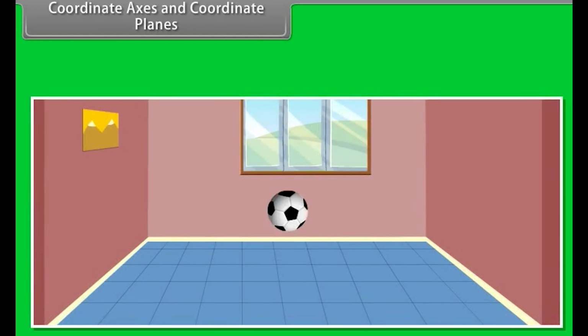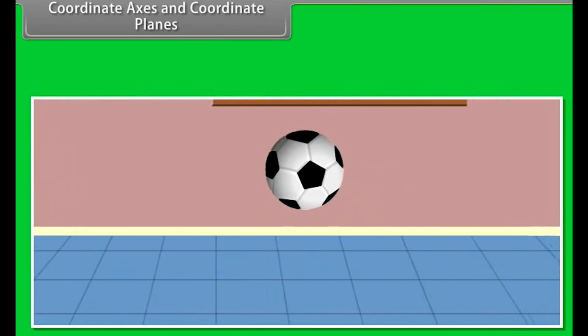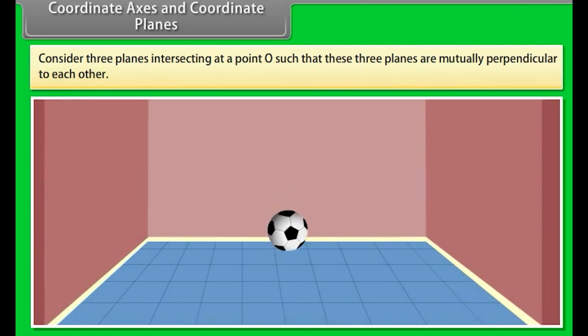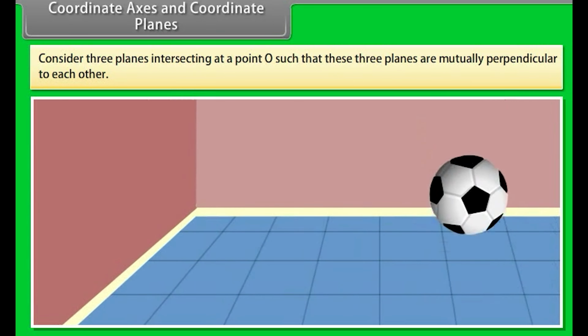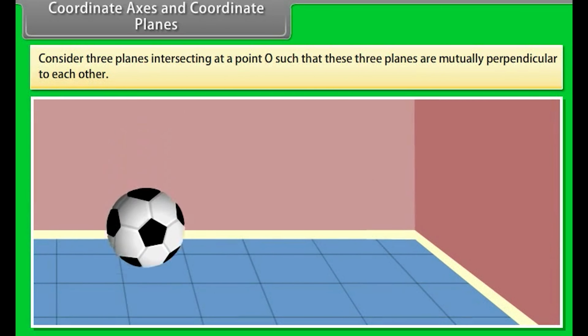Let us take an example of a bouncing ball in a room where one corner of the room is considered as the origin. We can take any corner of the room, for that matter any point of the room, as origin of reference, and relative to that the coordinates of the point change. Thus, the origin can be taken arbitrarily at any point of the room.